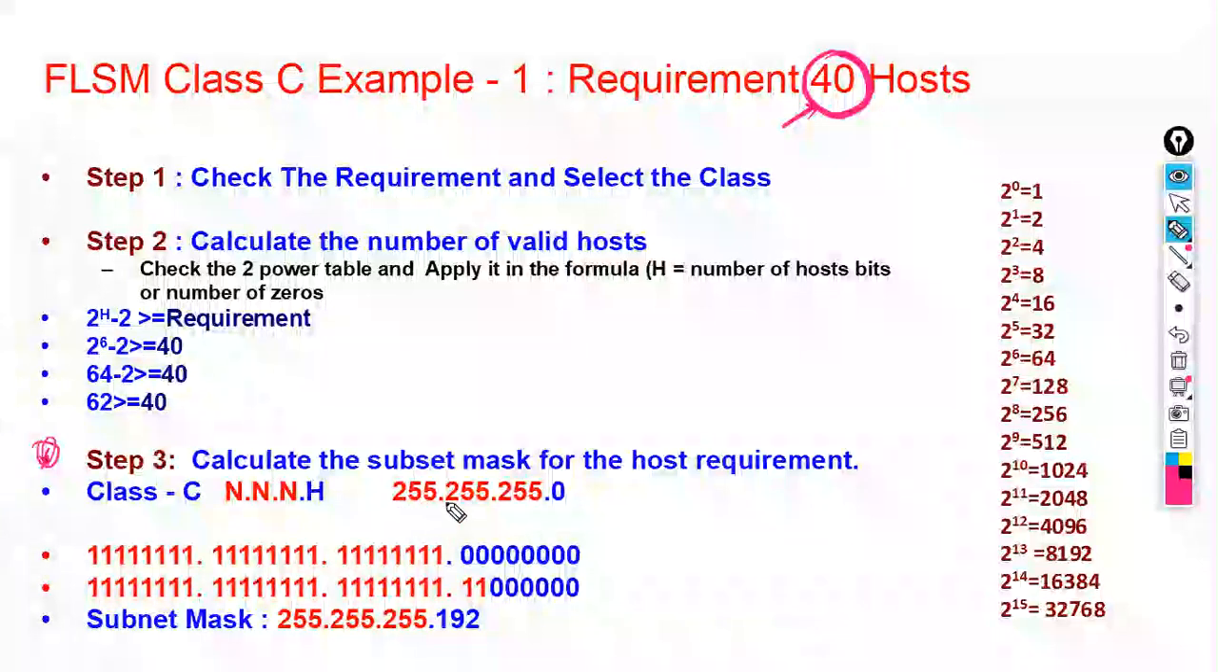So to calculate the separate subnet mask for our 40 requirement, we need to take the default subnet mask of class C first. In our first step, we selected class C. So the default subnet mask is 255.255.255.0.